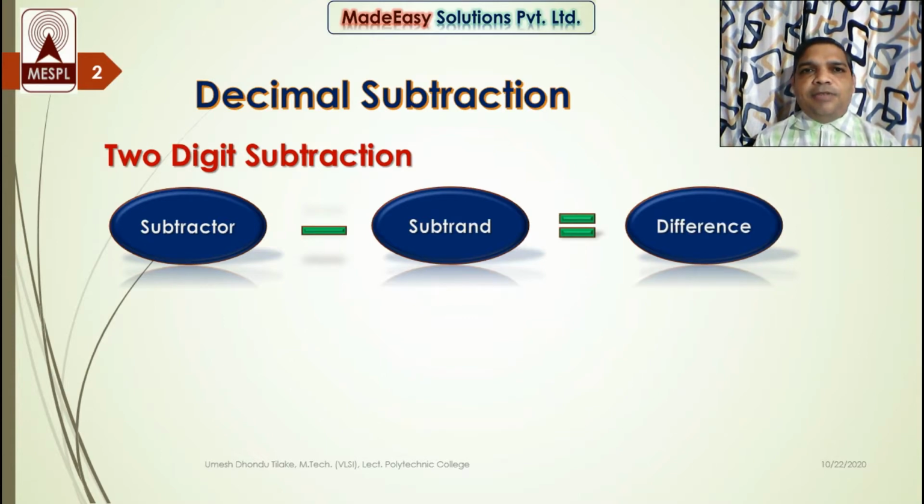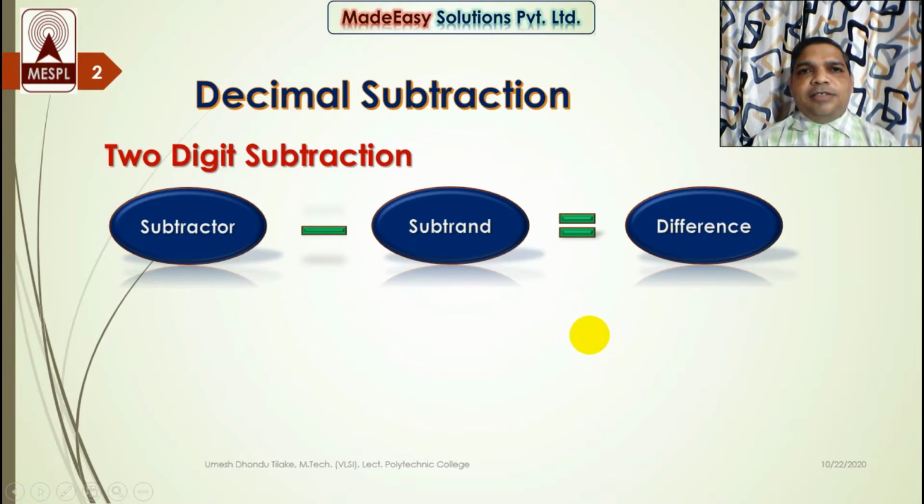As we saw in the operation of addition, we have a basic equation of subtraction here, and this equation has two sides, the left hand side and the right hand side. Here, subtractor minus subtrahend is the left hand side of the equation, and difference is the right hand side, whereas the equality sign indicates that the left hand side is equal to the right hand side. So basically, if we subtract a subtrahend from a subtractor, we get the difference.